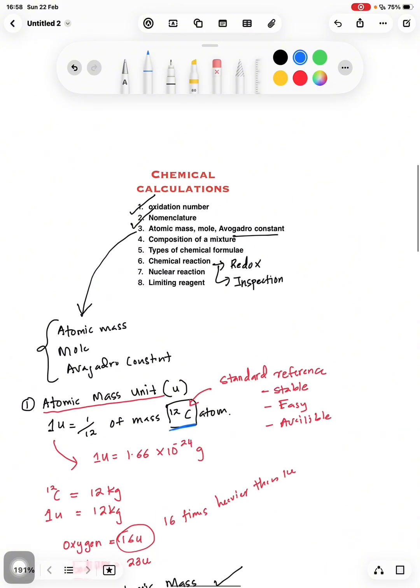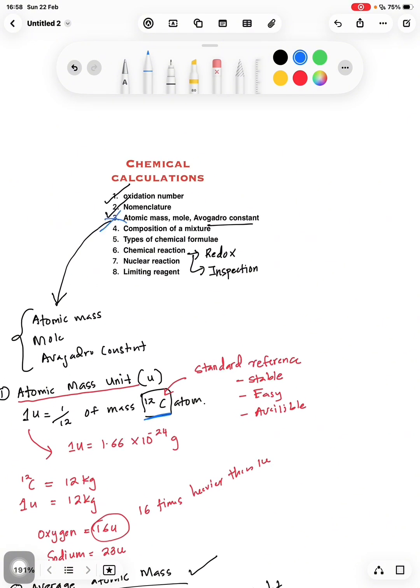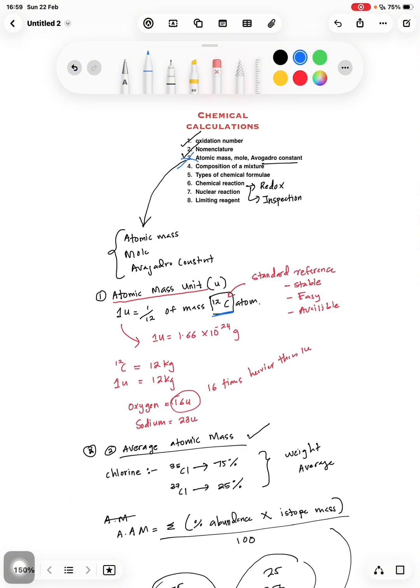See you in the next video, that is composition of mixture. Remember, mole is just a unit, a measuring unit. Try to go through these notes and stuff.